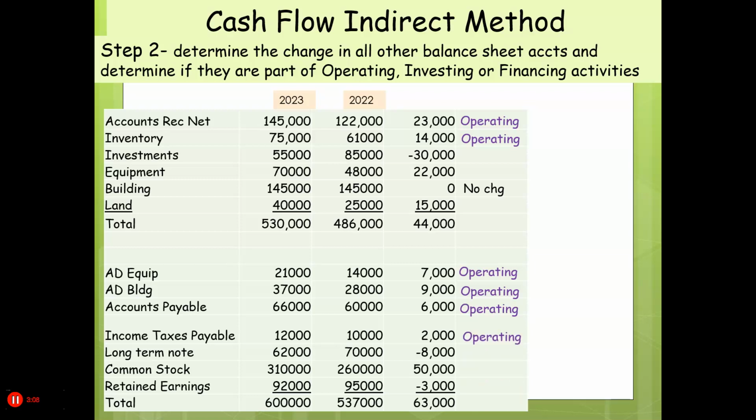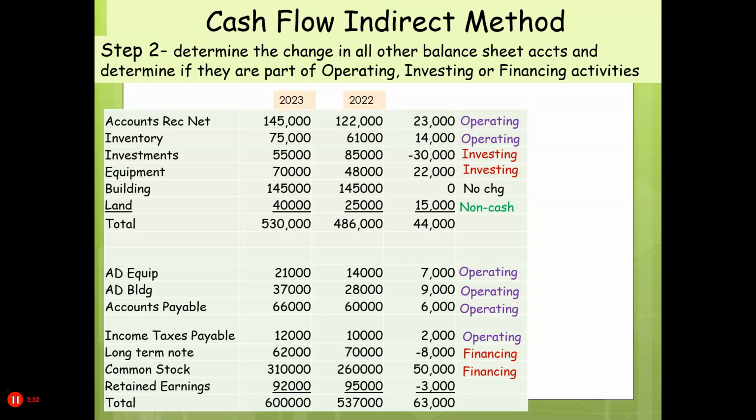Now we're going to look at investing activities. Of course, we have investments. We have no change for our equipment. Oh, and we have equipment that also would be investing activities, buying and selling long-term assets. And the last we do is financing activities.